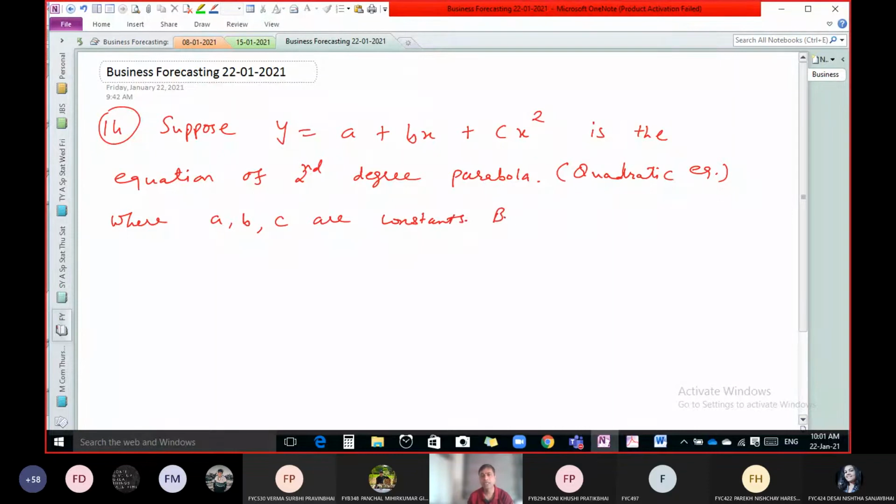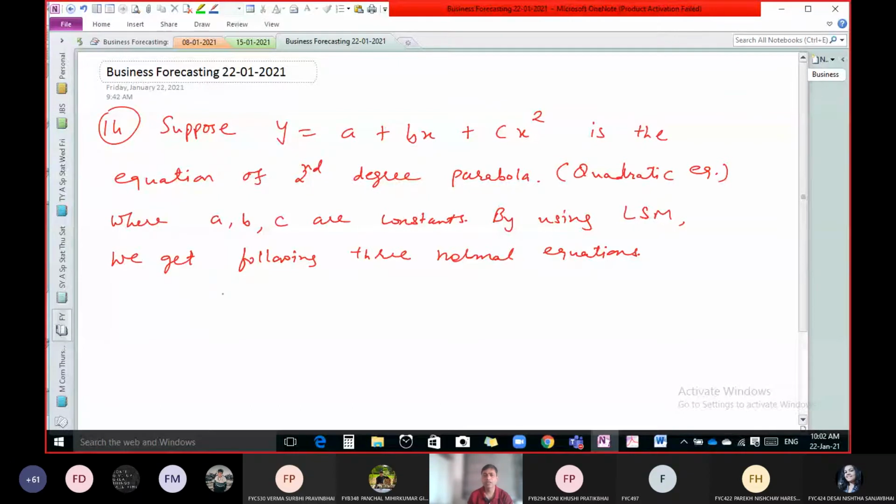By using least square method, we get following 3 normal equations. Why 3? Because there are 3 constants. So in second degree parabola there are 3 normal equations.